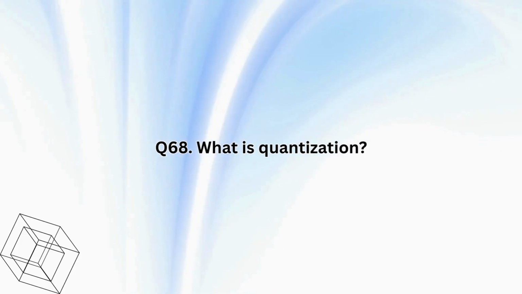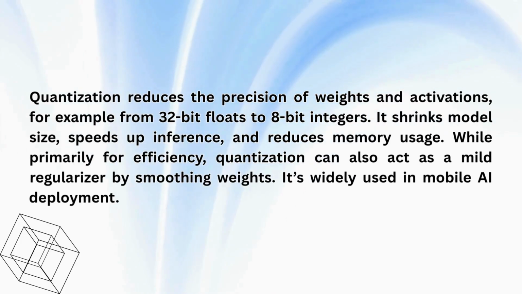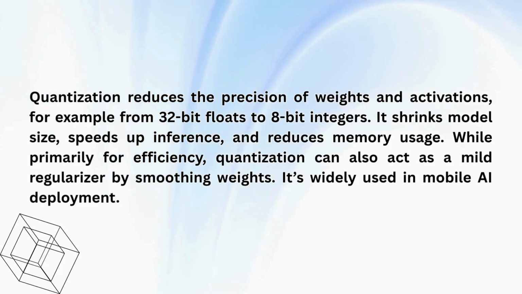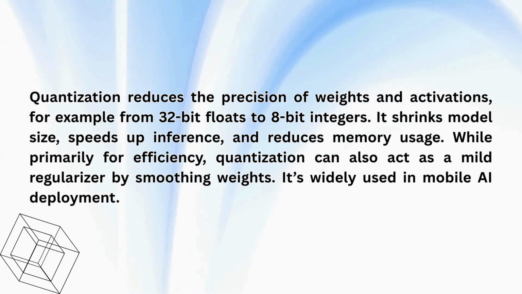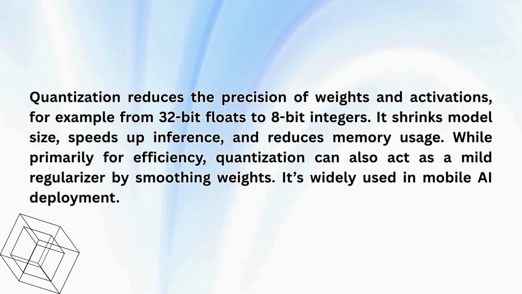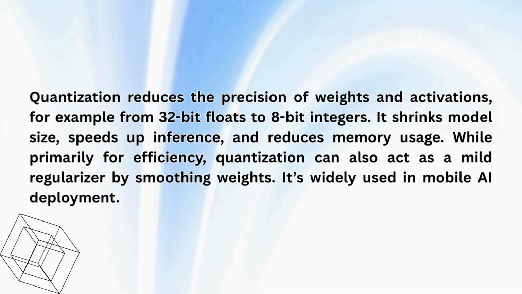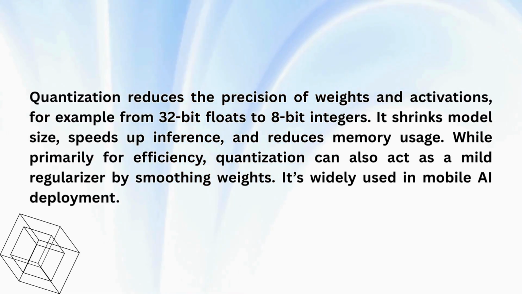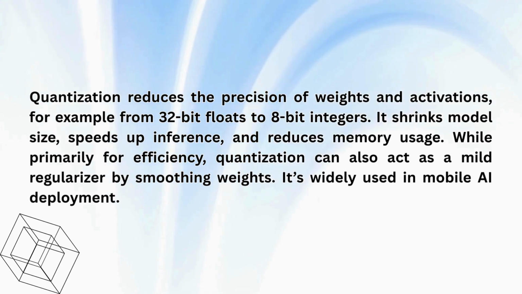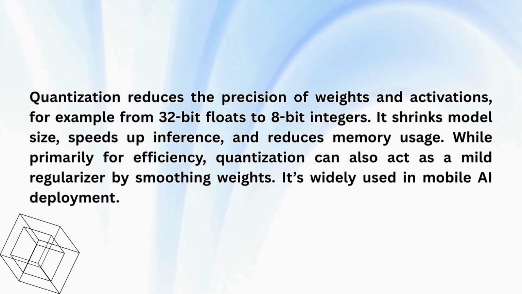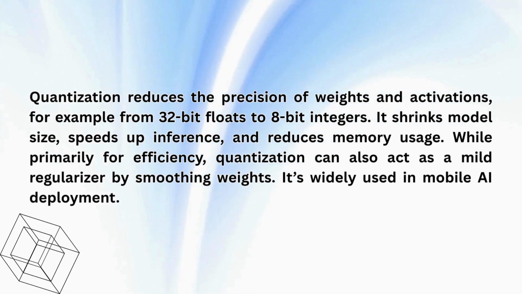What is quantization? Quantization reduces the precision of weights and activations, for example, from 32-bit floats to 8-bit integers. It shrinks model size, speeds up inference, and reduces memory usage. While primarily for efficiency, quantization can also act as a mild regularizer by smoothing weights. It's widely used in mobile AI deployment.